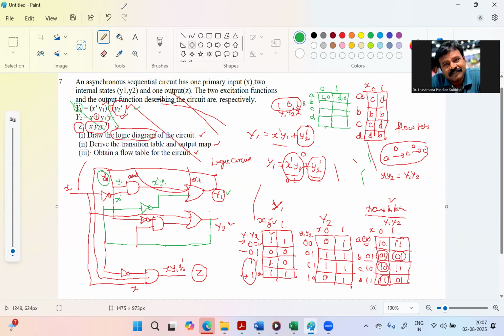So it's 1 0 comma 0, 1 1 comma 0, then here 0 1 comma 0. So I'll write that one once again. I delete it and write. This is best.